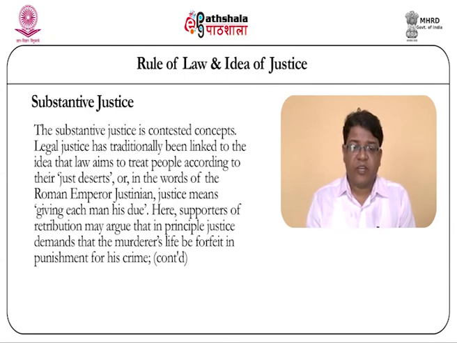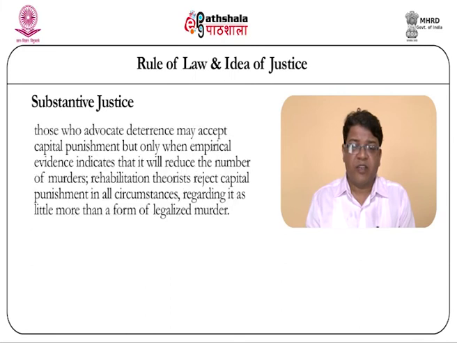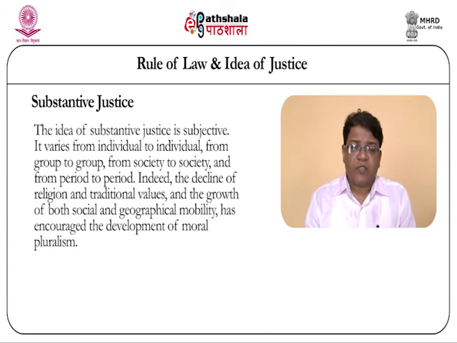Here, supporters of retribution may argue that in principle justice demands that the murderer's life be forfeited in punishment for his crime. Those who advocate deterrence may accept capital punishment, but only when empirical evidence indicates that it will reduce the number of murders. Rehabilitation theorists reject capital punishment in all circumstances, regarding it as little more than a form of legalized murder. The idea of substantive justice is subjective. It varies from individual to individual, from group to group, from society to society, and from period to period.